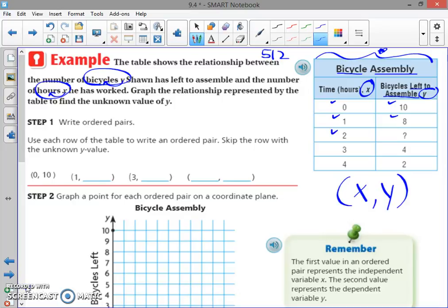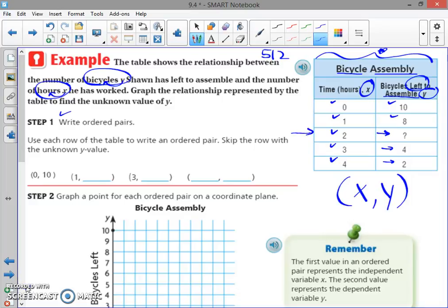After 2 hours have elapsed, how many bicycles does he have left? After 3 hours, he has 4 bicycles left. And after 4 hours, he has 2 bicycles left. Okay, so we're going to write the ordered pairs, use each row of the table. Okay, skip the row with the unknown Y value, which is the 2 for the X.